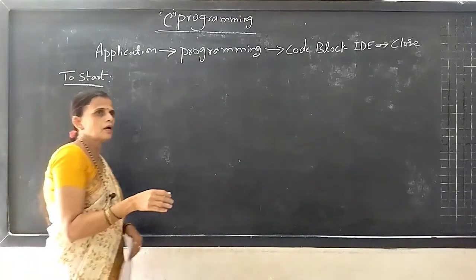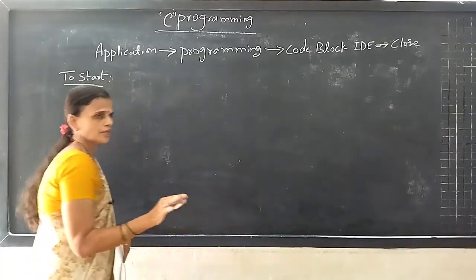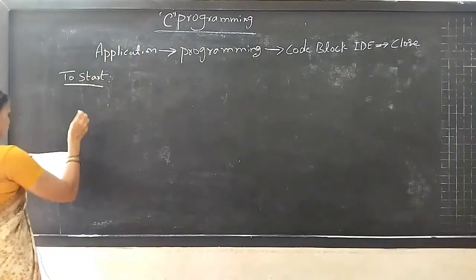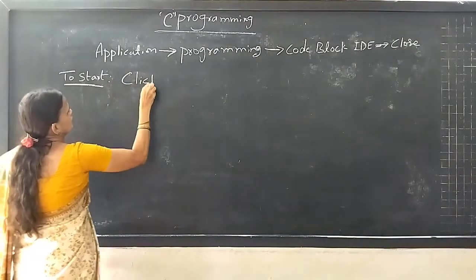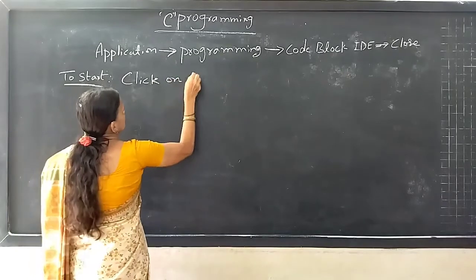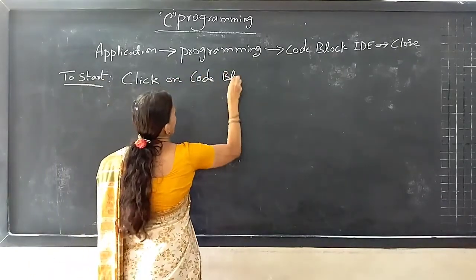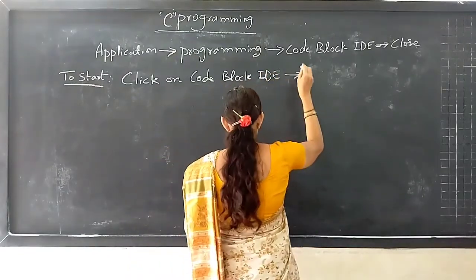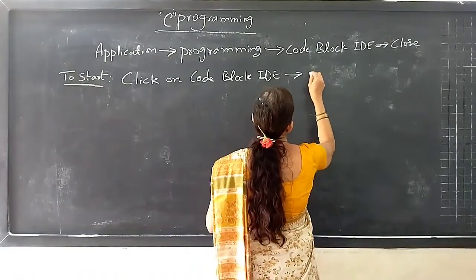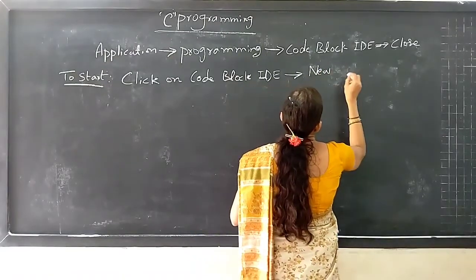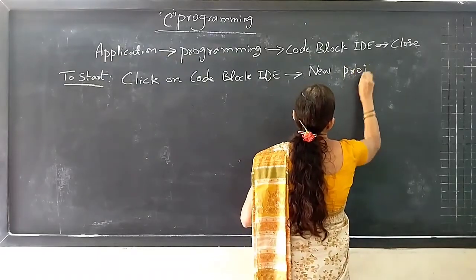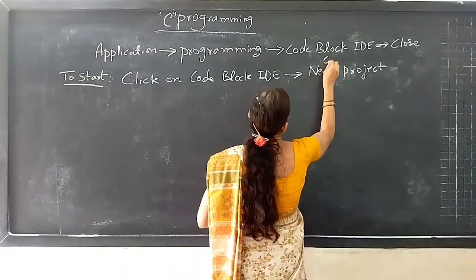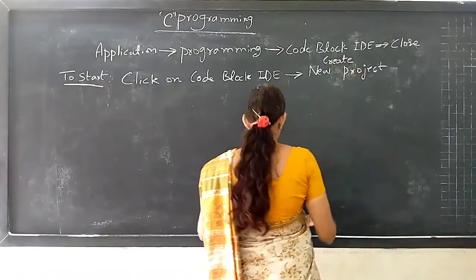Now how to start? In order to write the program, what are the steps to be followed? First of all you have to click on Code Blocks IDE. In that you have to select new project. You can create a new project there. So upon that you have to click.